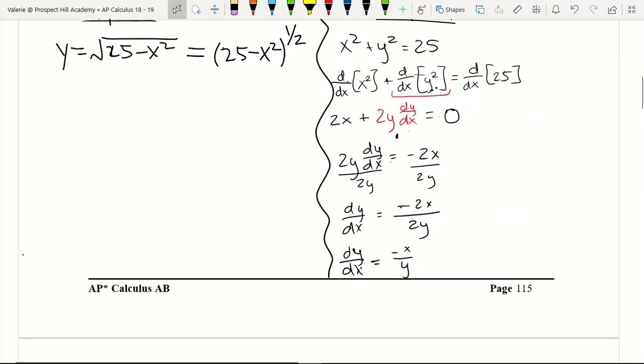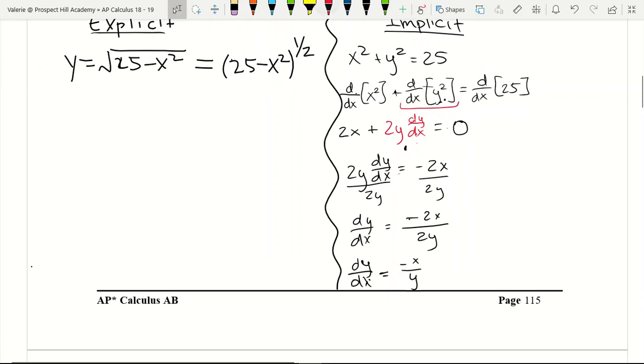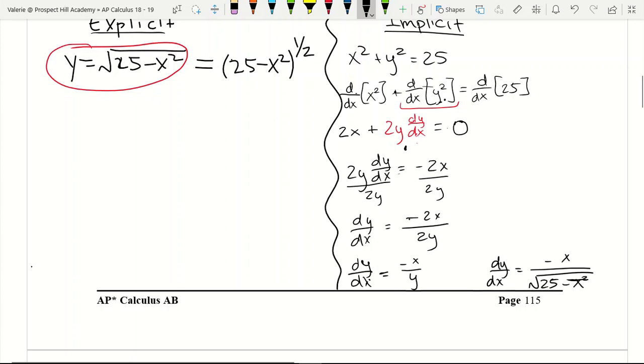And from our explicit function, we know what y equals, right? y is equal to the square root of 25 minus x squared. So our final answer is that dy/dx equals negative x over the square root of 25 minus x squared. So now we have the derivative function in terms of x after differentiating y.